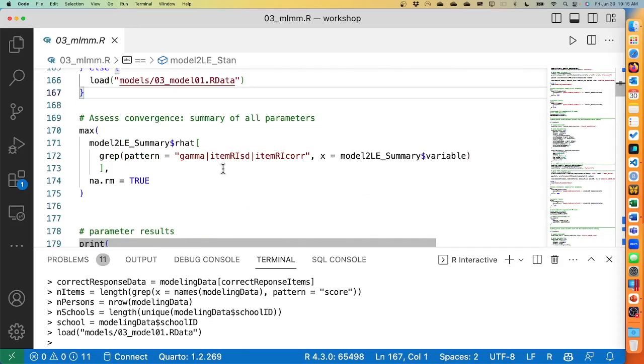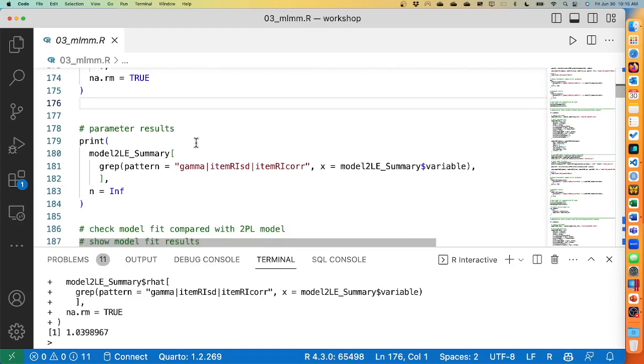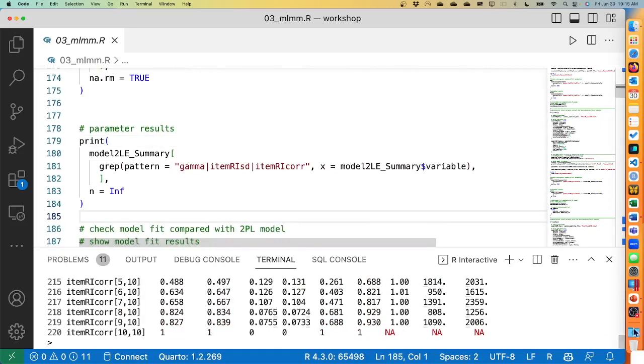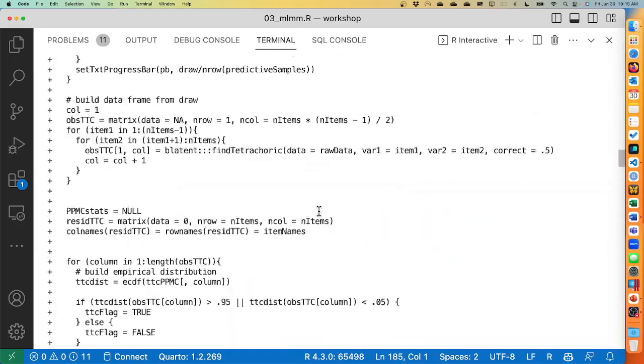And here, I'm going to look at the key parameters of gamma, random intercept standard deviation, and item intercept correlation to see convergence. Lo and behold, it converged, sort of. That's pretty good. And let's take a look at what we have. Here is a lot of correlations.